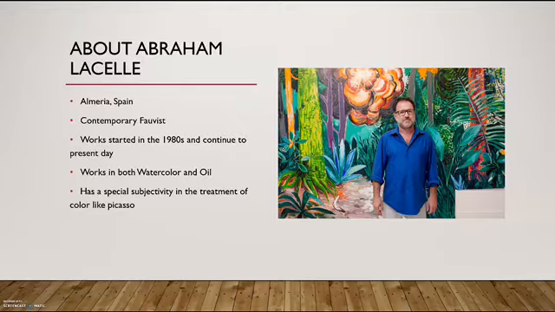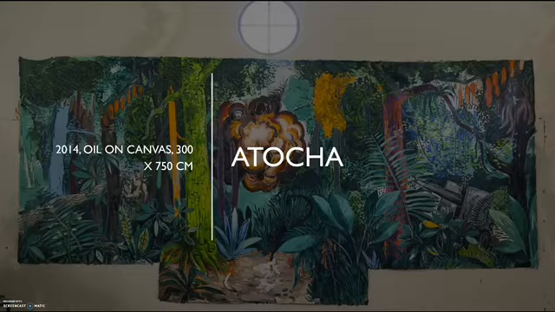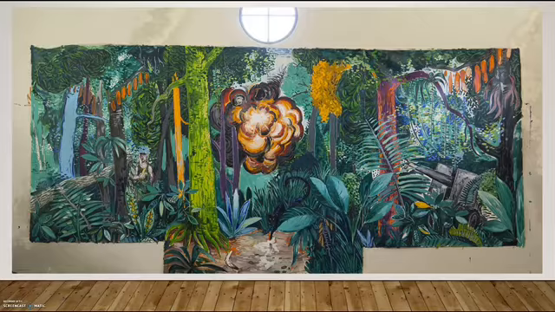He works with a lot of mediums, but watercolor and oil are highly common. He has a special subjectivity in the treatment of color. So, like I said before, the Fauvism, these extreme values of color that you're seeing in the back behind him here. The first artwork I'm going to show you is called Atocha. And I wanted to show you guys this one because I wanted to show you the example. Hopefully you can see my mouse, but this background of cool colors complements with this focal point of warm colors. So these are some of your design concepts that you've been learning about throughout this semester so far.